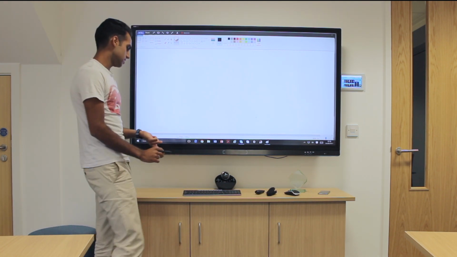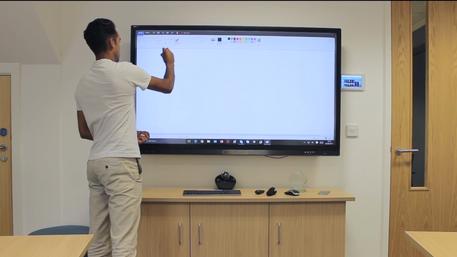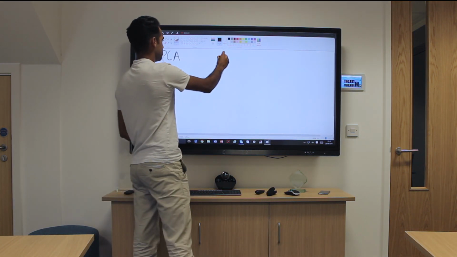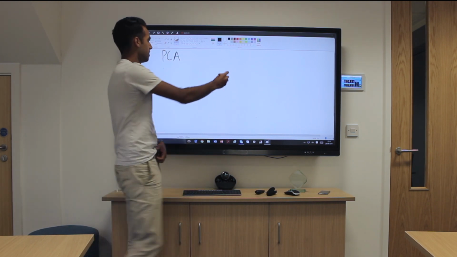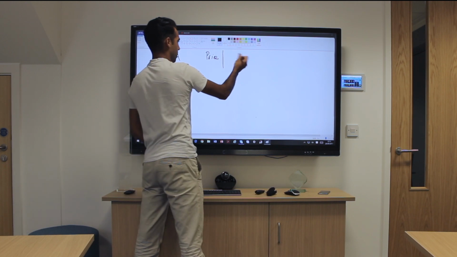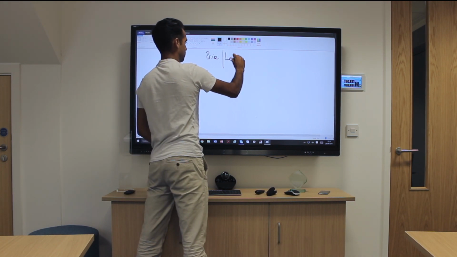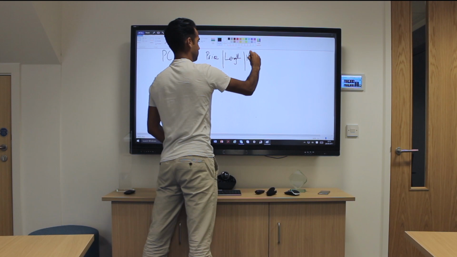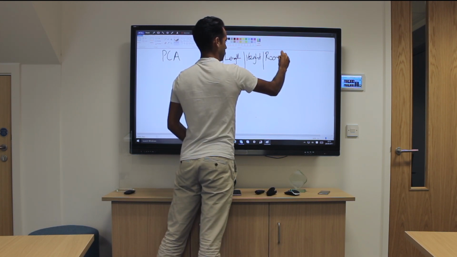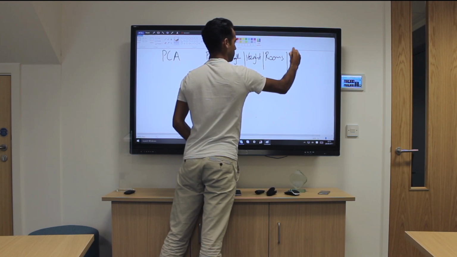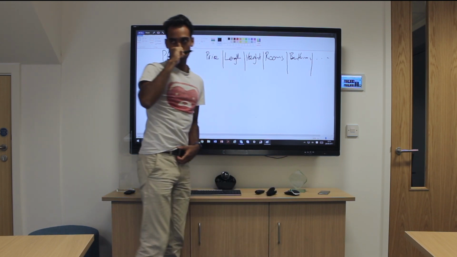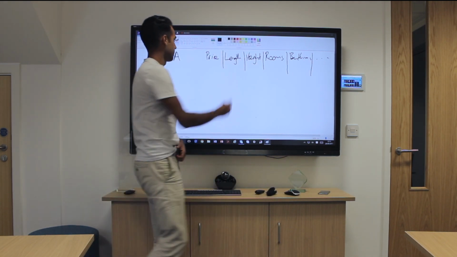So what is PCA? PCA stands for Principal Component Analysis, and what I mean by that is if you have a data set, say I'm looking at houses, right? I'm trying to estimate the price of the house, but I'm also looking at all the variables: the length, the height of the house, how many rooms it has, how many bathrooms, etc. And I might have a huge data set with maybe 100 different variables or 1,000 different variables, right?